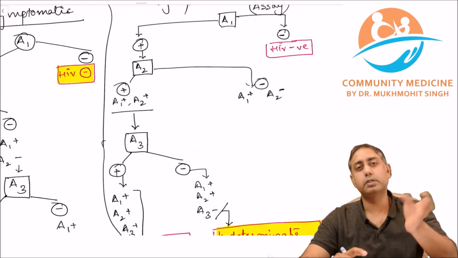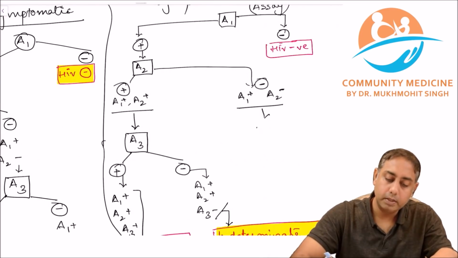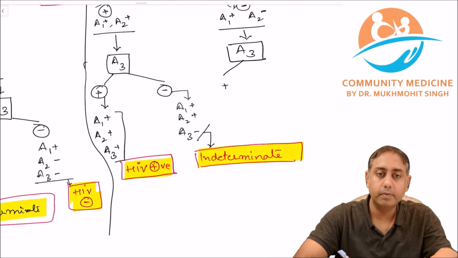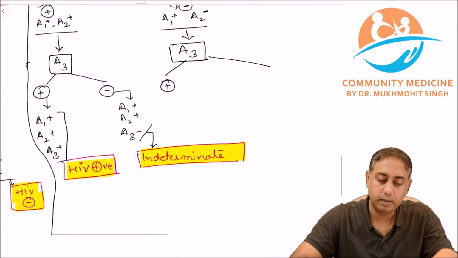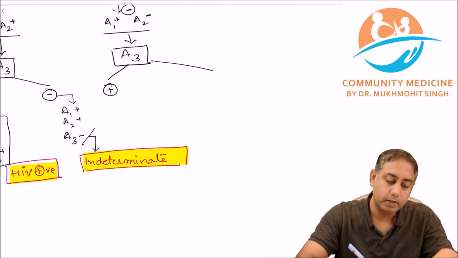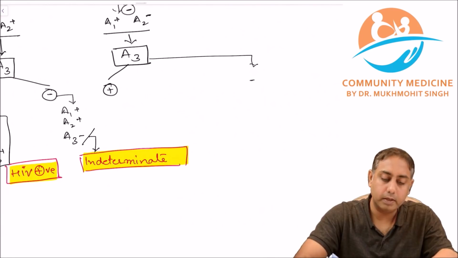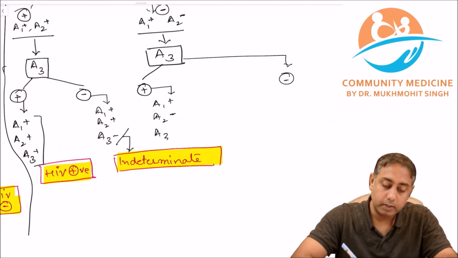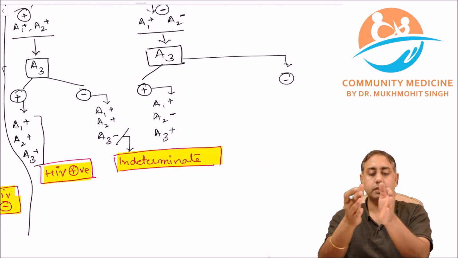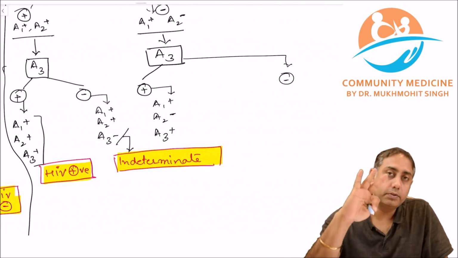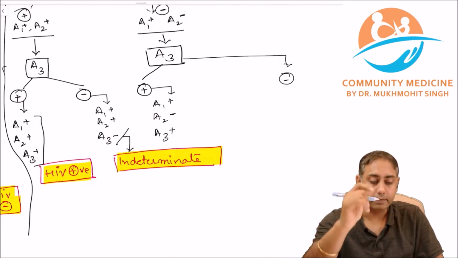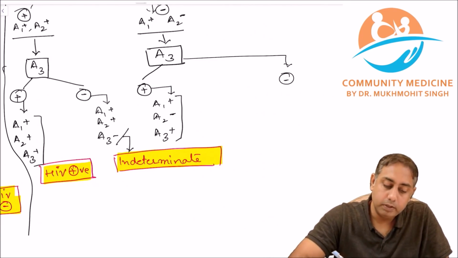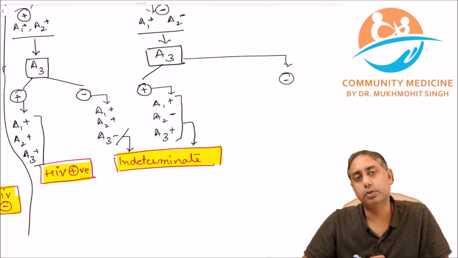Now to these patients, A1 positive and A2 negative, of course you need to test them again using A3. This A3 could be positive or negative. If A3 is positive, this is A1 positive, A2 negative and A3 positive. That means out of 3 investigations, 2 are positive and 1 is negative. This patient who was asymptomatic, you cannot label as HIV. This is also termed as indeterminate.